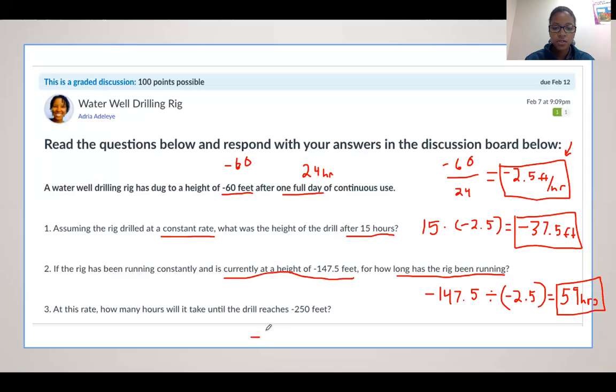So if I have negative 250, I want to know how long it's going to take to get to negative 250. And so now I'm dividing by negative 2.5. Again, you will use your long division skills to solve this problem. And after you've done that, you'll see that it'll take positive 100 hours to solve this problem.